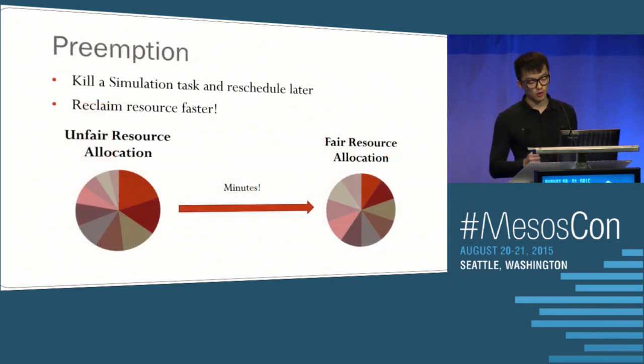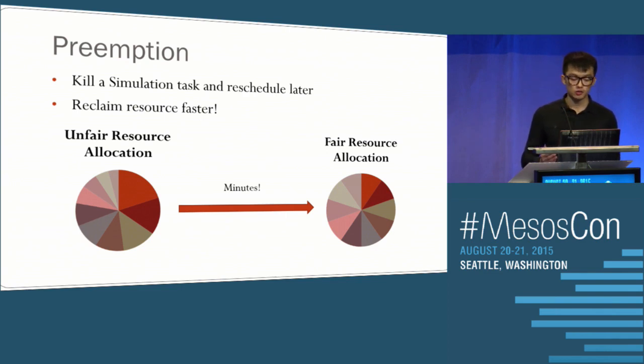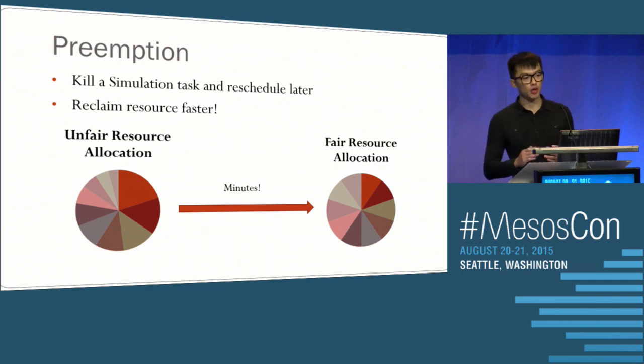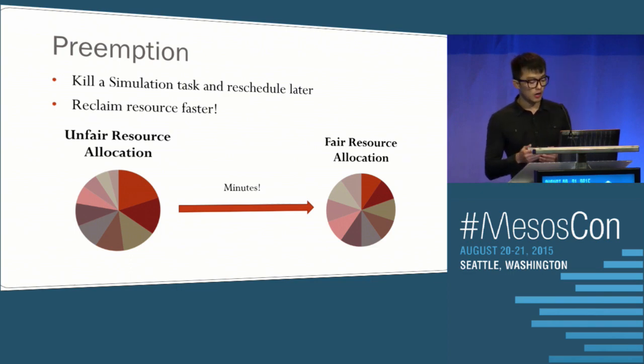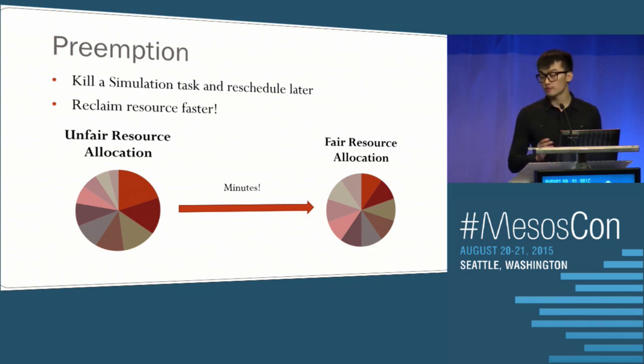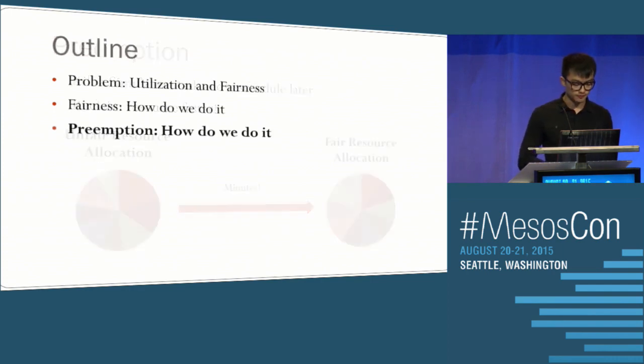And the way we do it is by using preemption. Preemption here simply means you kill a simulation task and reschedule it later. The very important idea behind preemption is that it is a way for us to fast reclaim resources. So instead of taking hours to go from the left side to the right side, it only takes a minute by actively preempting those resources and reallocating them. So I think this is great. We think this is going to work.